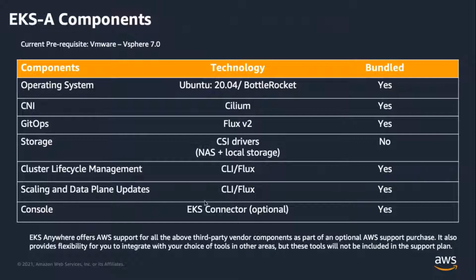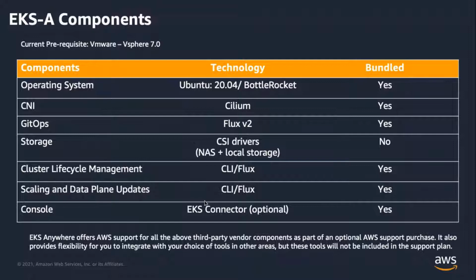So as I mentioned, we do bundle in multiple components that ease your operational burden when it comes to operating Kubernetes clusters on premise. As I mentioned earlier on, we currently do have a prerequisite, which is you need an existing VMware vSphere 7.0 or above installation in order to be able to deploy an EKS Anywhere cluster.